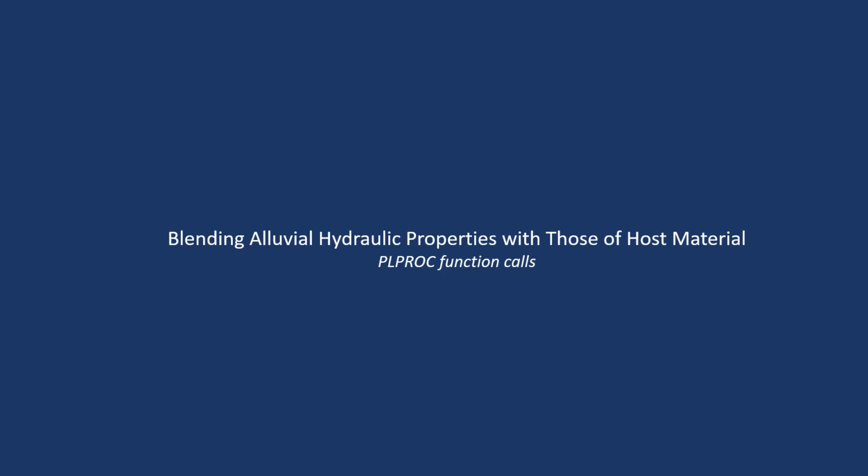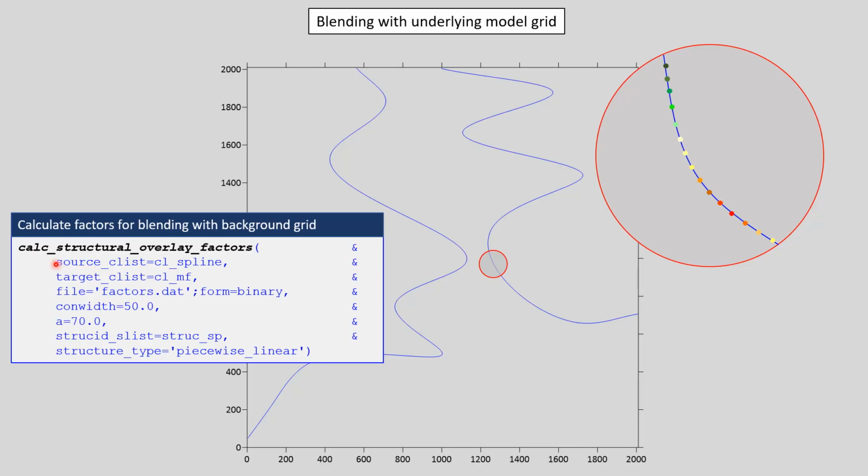They're the concepts. Now the implementation details. So we use calc structural overlay factors to calculate factors by which this blending operation takes place. Function calc structural overlay factors actually calculates factors through which these hydraulic properties can be interpolated down their polylinear segments and then blended with the hydraulic properties of the background model grid. This is a linear operation. It can be done using factors. So we call function calc structural overlay factors first to calculate those factors.